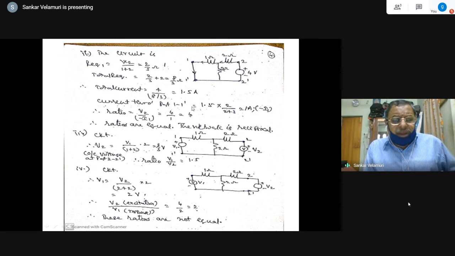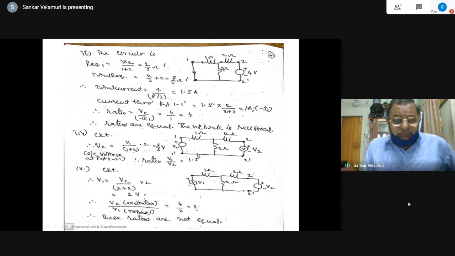And current through port 1 dash is 1.5 into 2 by 2 plus 3, which gives you 1 ampere from 1 to 1 dash. The direction of the current is away from the port, therefore it is minus I1, which is the same as I1 dash in the notation that can be followed. Although I have not explicitly put it here, that is implied. So therefore ratios are equal. So therefore the network is reciprocal.